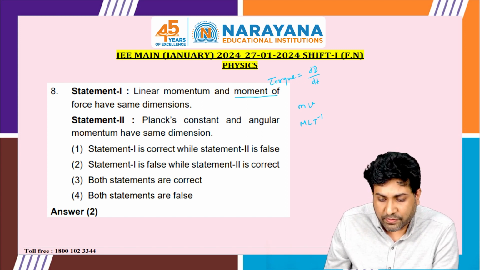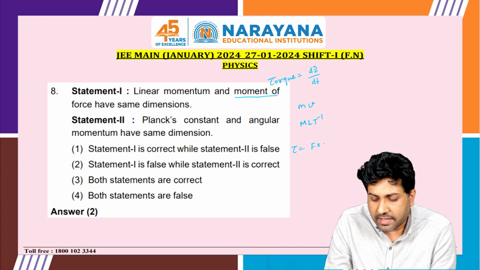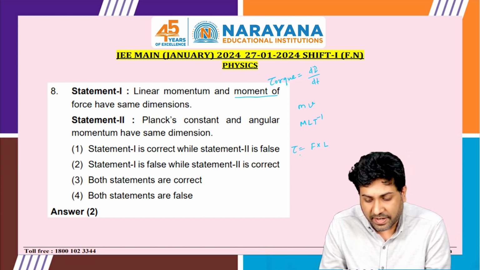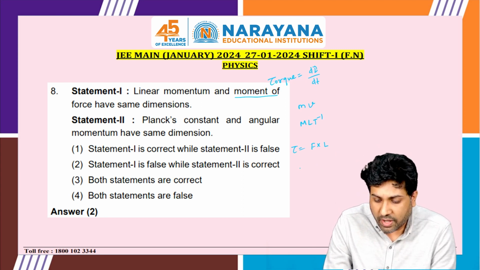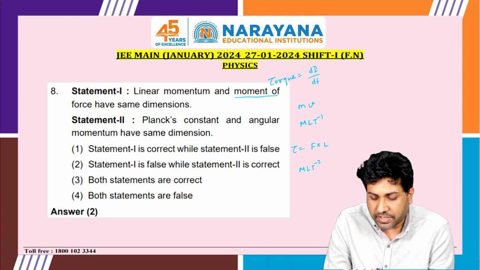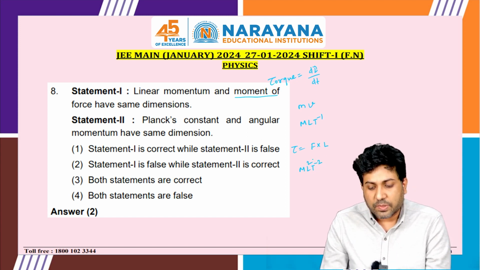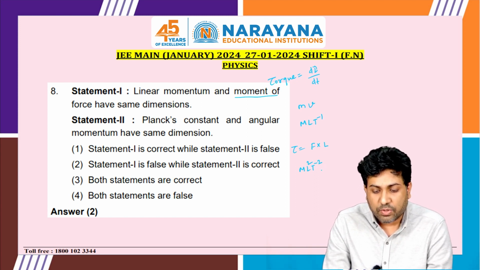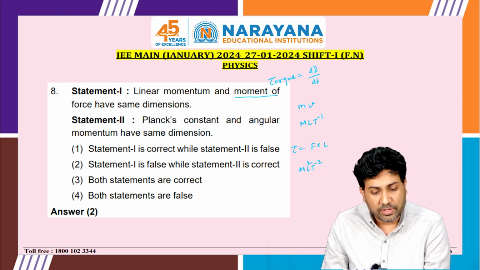What is the dimension of torque? Torque is nothing but force multiplied by length. Just dimensions we are finding out: r cross F. R is the dimension of length, MLT minus 2 is the dimension of force, and the dimension of L is obviously L. So I will get the dimension of torque as ML square T minus 2. Obviously these two dimensions are unequal, so statement 1 is definitely false.